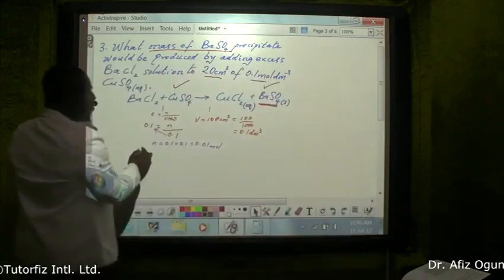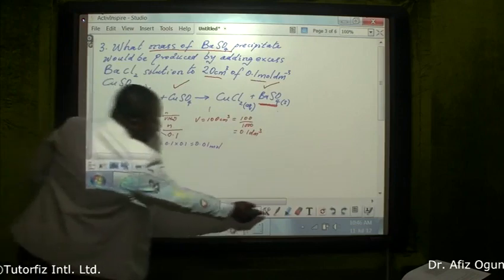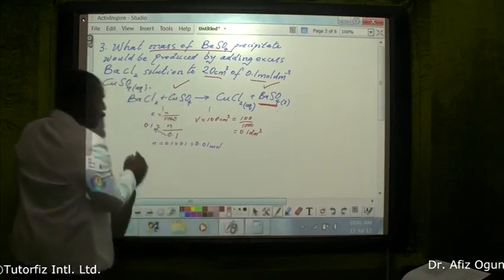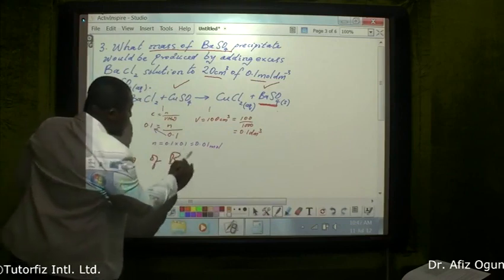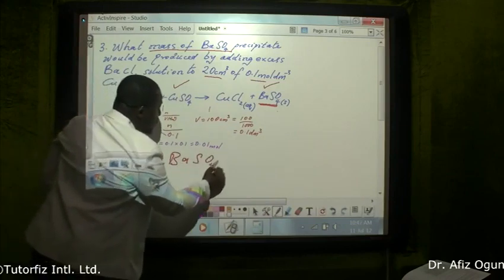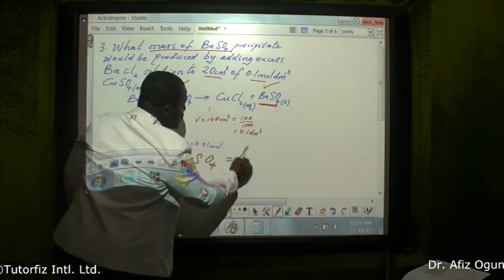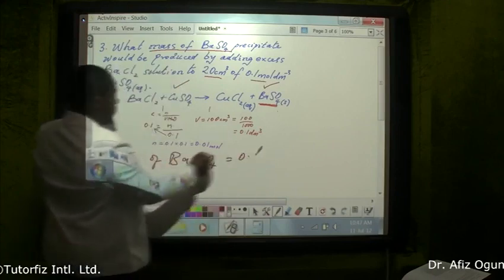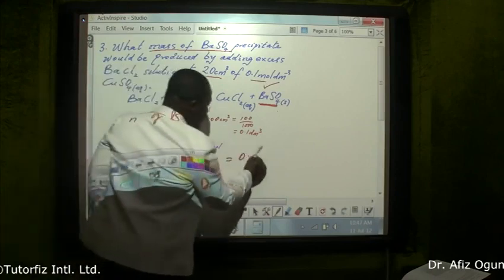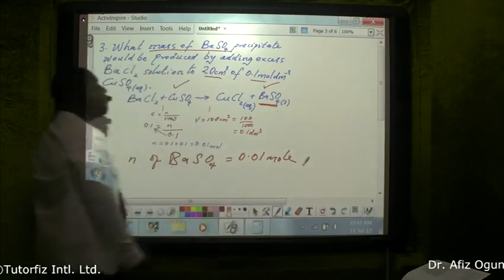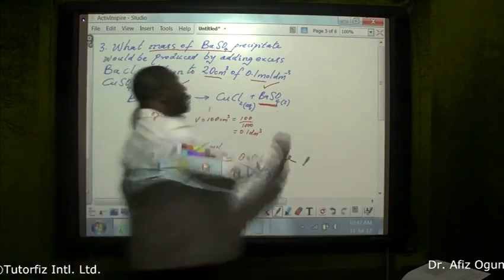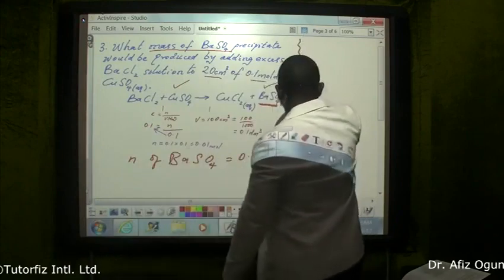So the number of mole of barium sulfate is also 0.01. So n of BaSO4 equals 0.01 mole. So now I know the mole of barium sulfate. Easy for me now. Everything else becomes easy.